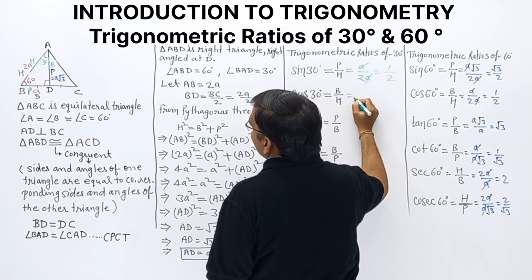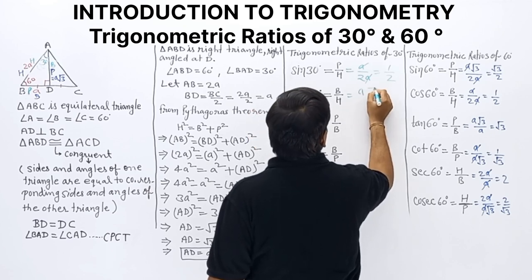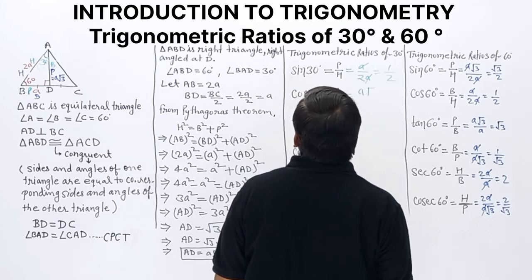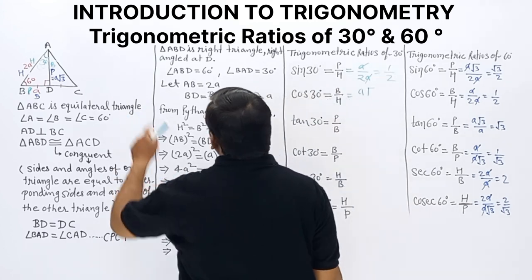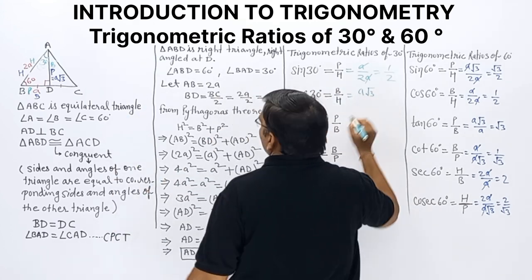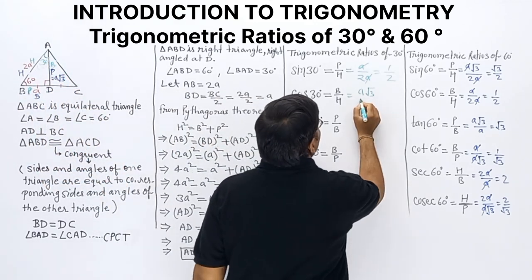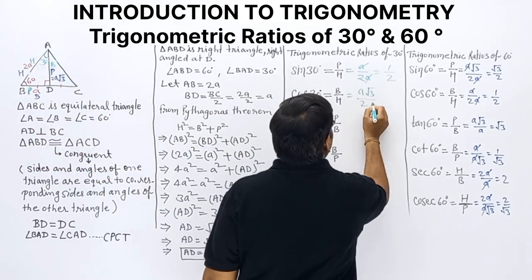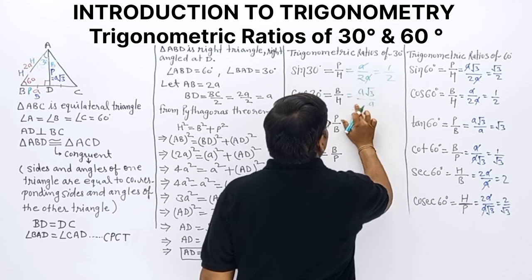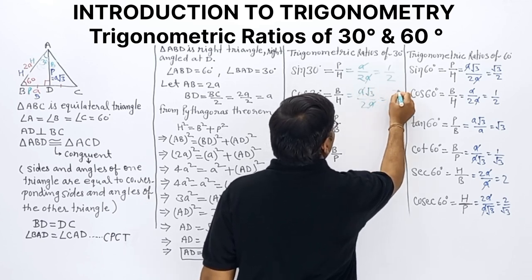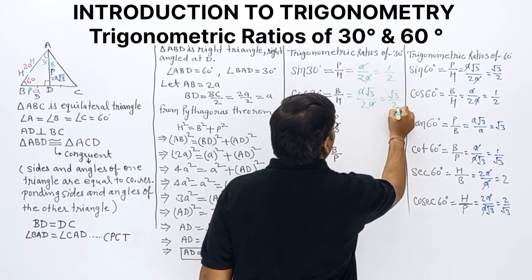Now cos 30 is base upon hypotenuse. What is the base? Value of base is A square root of 3. For the 30 degree, this is the perpendicular, this is the base, and its value is A square root of 3, divided by H, which is 2A. When we solve, A and A cancel, remaining value will be square root of 3 by 2.